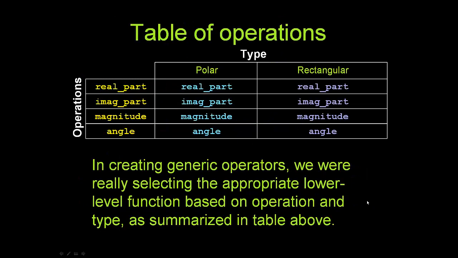Let's take a look at this chart. There are 4 operations: real part, imaginary part, magnitude and angle. And there are 2 kinds of data representation, the polar and the rectangular. Each of them has its own real part, imaginary part, magnitude, and angle functions. You don't have to care about the names. You put them into this table, and every time you want an operation, for example real part, you check the data and pick out the function that you need from this table.